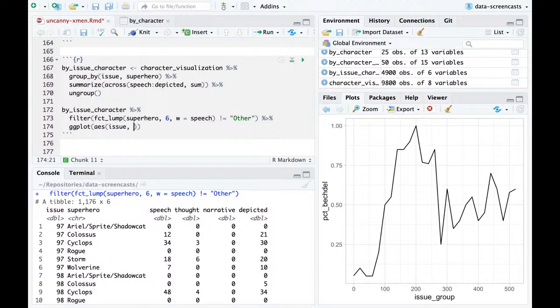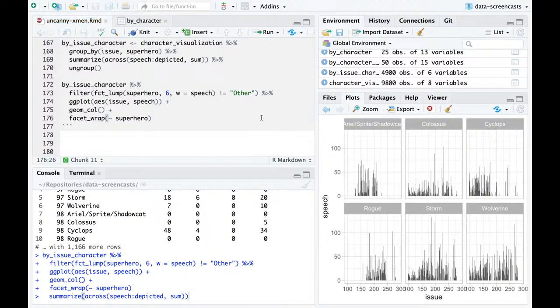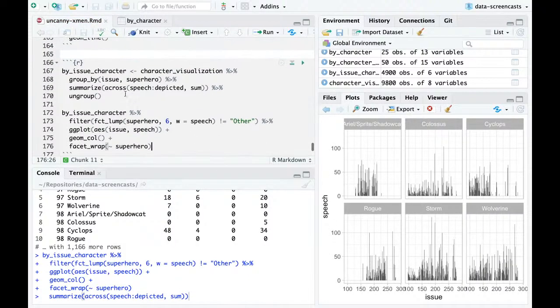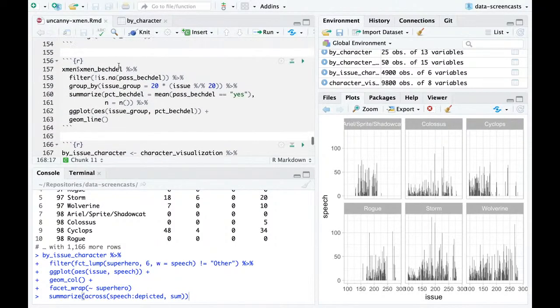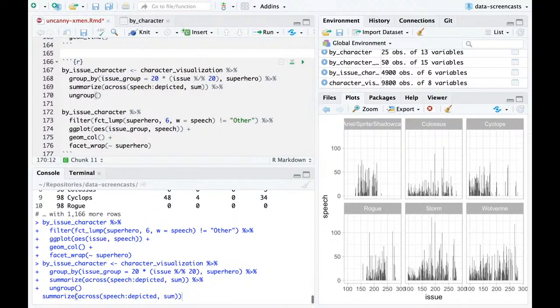I can say by issue, how many lines does each character have in each issue, facet wrapped by superhero. I would usually have done this earlier, I just got so into some of the things we were looking at. And instead of by issue, I'm going to do it by issue group. I'm going to do the same thing I did up here. Here we go, and here we go.